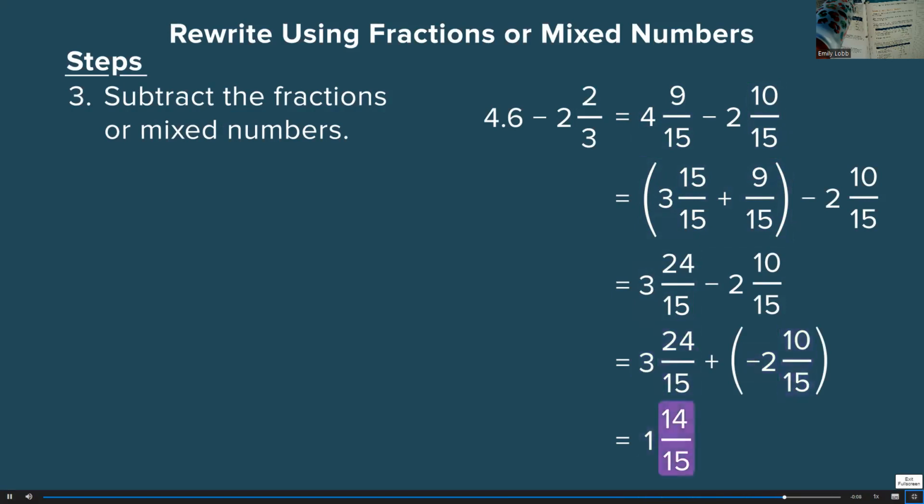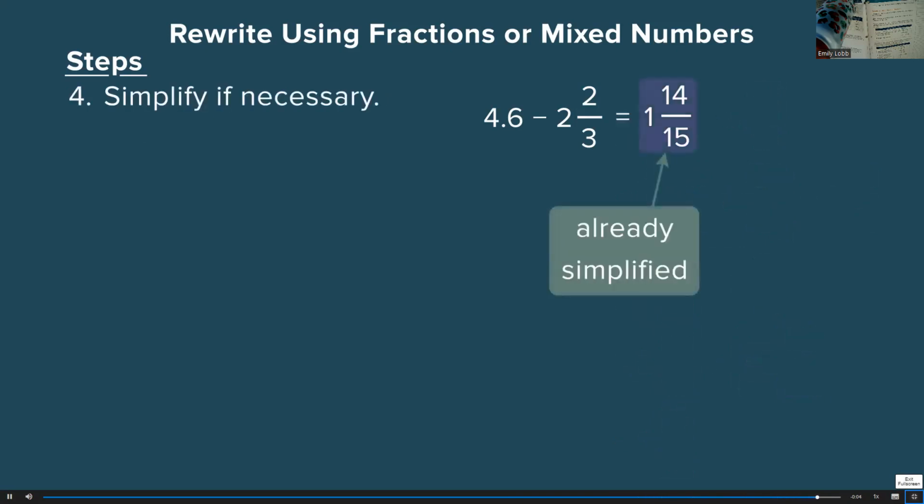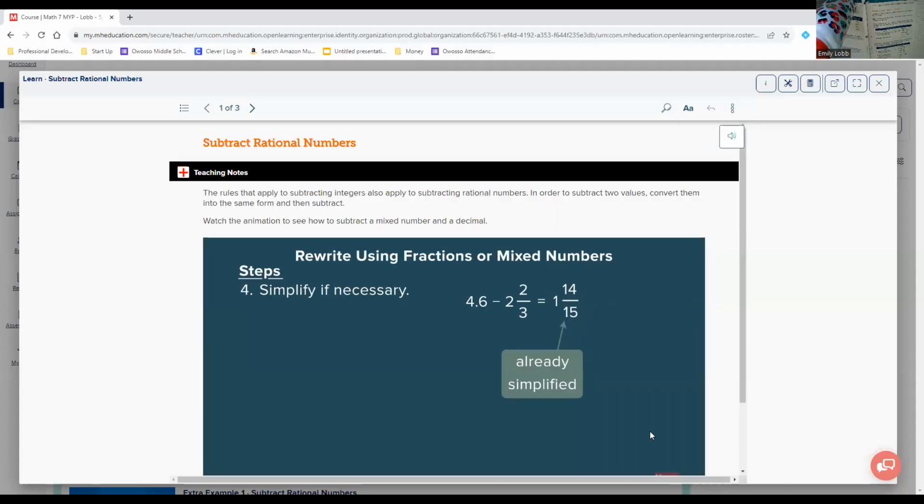Okay, that's a lot of steps, right? Finally, simplify the difference if necessary. So that can be pretty overwhelming. Some of these things are going to have lots of steps, right?